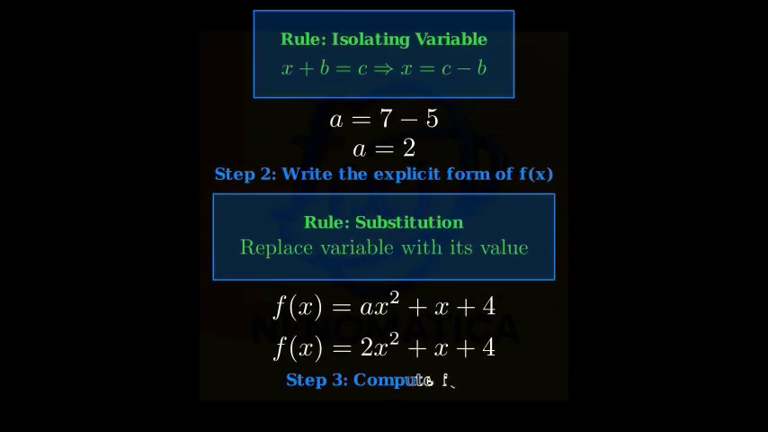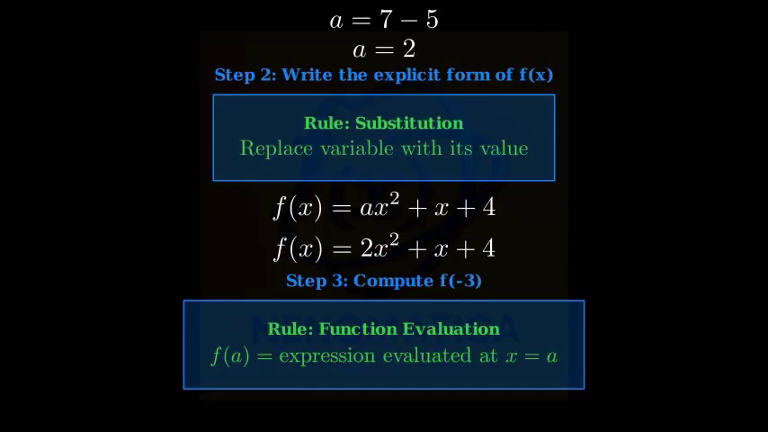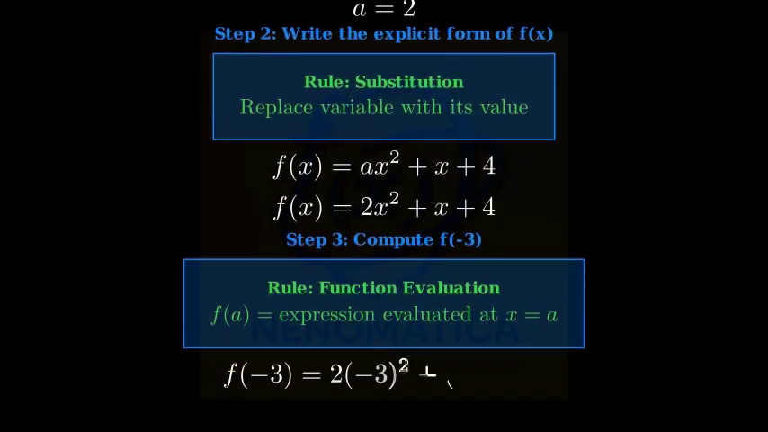Now we can find f of negative 3. We'll substitute x equals negative 3 into our function. Let's substitute x equals negative 3 into our function f of x equals 2x squared plus x plus 4. We get f of negative 3 equals 2 times negative 3 squared plus negative 3 plus 4.